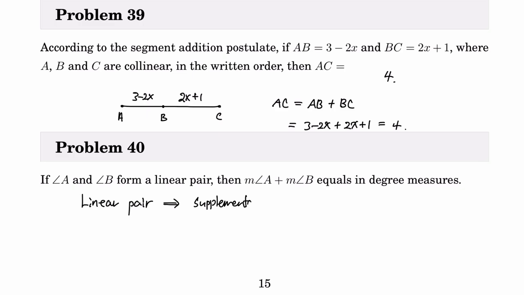Now, the definition of a supplementary angle pair goes like this. The sum of two supplementary angles must be equal to 180. So if we just translate this, the measure of A plus the measure of B in degree measures equals 180 degrees.